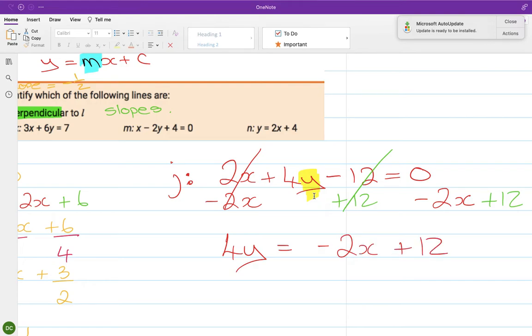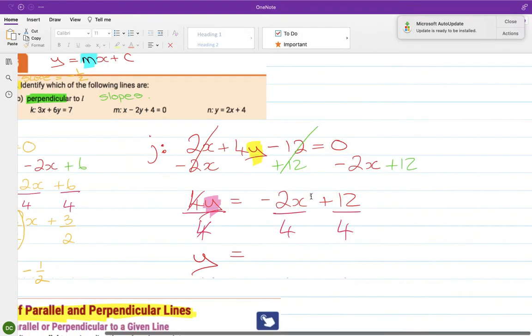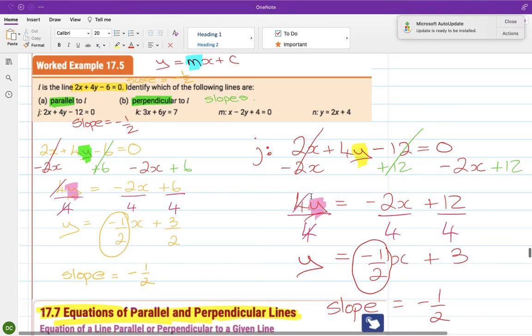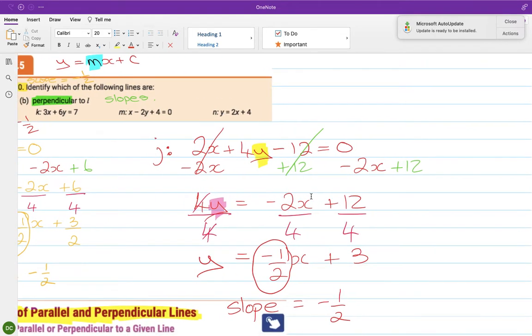And then I want to separate. So I'm going to divide by 4 to cancel the 4. Divide by 4 here, divide by 4 here. So I get y equals, so minus 2 over 4 again simplifies to minus a half x, and 12 over 4 is just 3. So you find the slope in front of the x, so the slope of this one is minus a half. Just add that up there. I'm just adding it to the question. Okay, keep going.